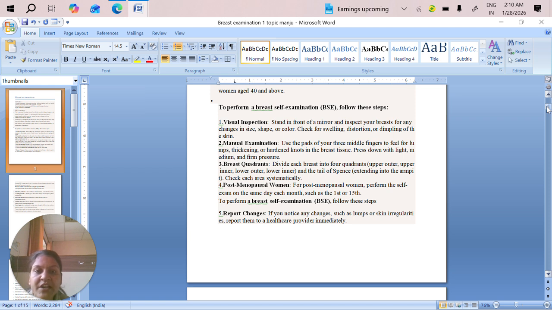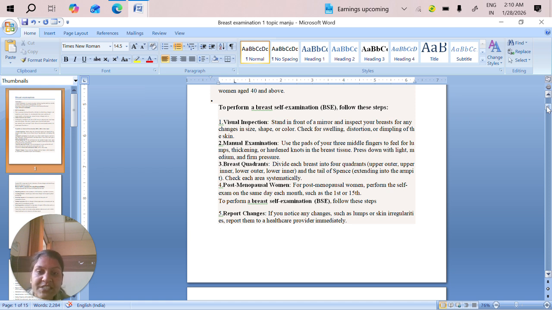Breast quadrants: divide each breast into four quadrants: upper quadrant, inner quadrant, and outer quadrant, then the tail of Spence, which extends into the armpit. Check each area systematically. Menopausal women: post-menopausal women should perform self-examination on the same day each month, such as the 1st to the 15th day.